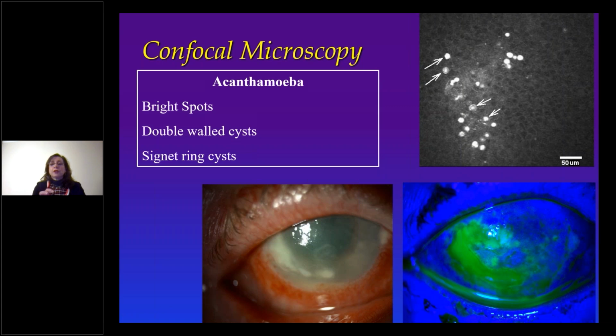So if you see these, especially in clusters, and if they're not only in the epithelium but more in the stroma, then that is more likely to be acanthamoeba rather than viral.